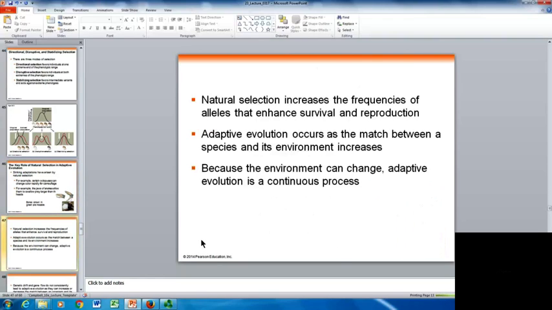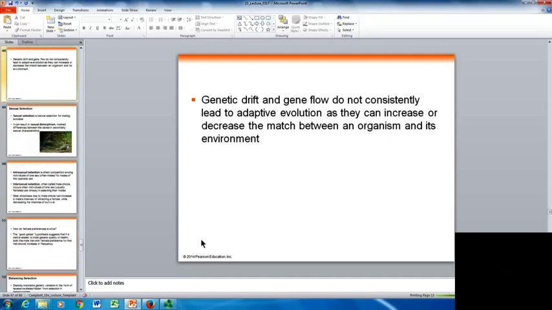So natural selection increases the frequencies of alleles that enhance survival and reproduction. Adaptive evolution occurs when that match between the species and its environment increases. They're better adapted to their environment. Because the environment can change, adaptive evolution is a continuous process. Genetic drift and gene flow do not consistently lead to adaptive evolution, as they can increase or decrease the match between an organism and its environment.